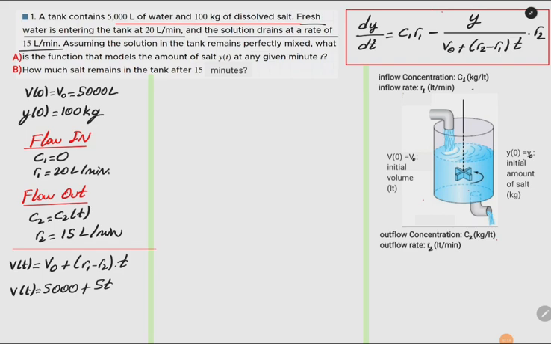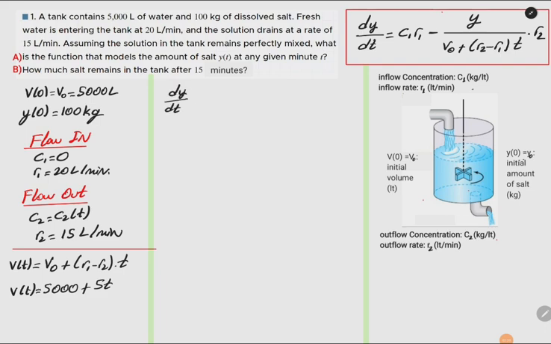All right. And we are going to assume that the solution in the tank remains perfectly mixed. I have explained this assumption in my previous video. What is the function that models the amount of salt y(t) at any given minute t? We are going to build up and solve our differential equation. This is our differential equation, remember. Let me plug the values into our formula.